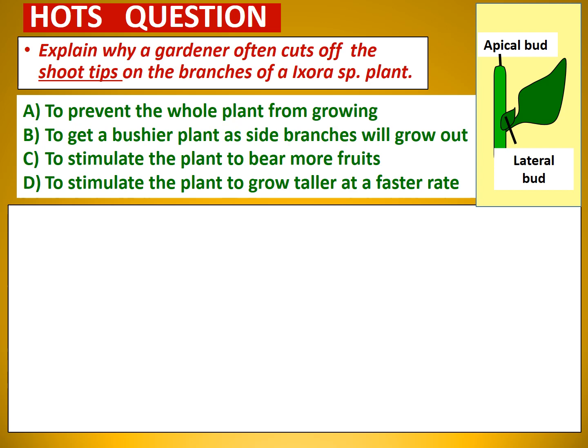Now we have noticed people who do gardening pruning and cutting off the shoot tips on the branches of their plants. What is the reason for that? Take a moment to look through the answers from A to D and decide which is the answer. Let us look at the explanation.